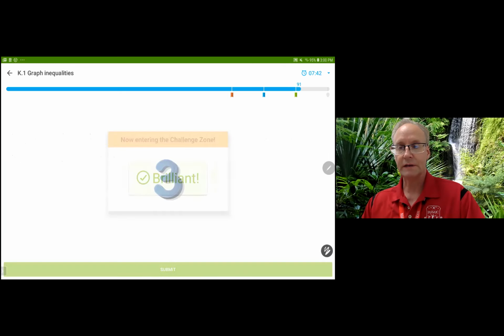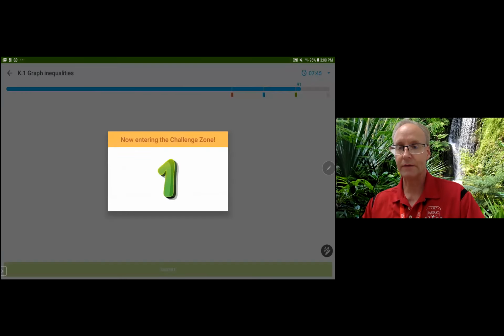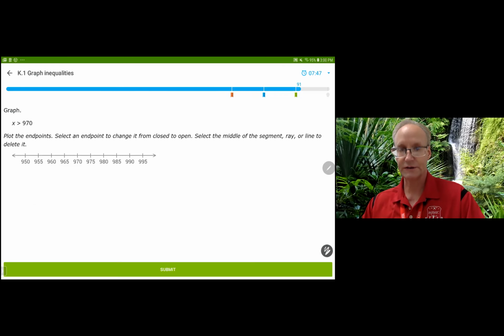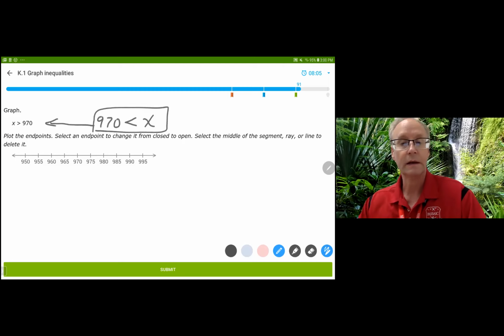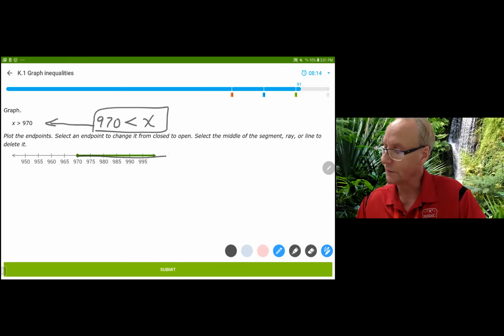One thing to keep in mind is that if the variable is on the left, the arrow is pointing in the right direction. If the variable is on the right, you need to fix it. For example, in this situation, if they had written this backwards, 970 is less than x. This inequality is the same as this inequality, but it's much harder to graph. It's a lot easier to graph this one because we know the 970, we're going to go to the right.